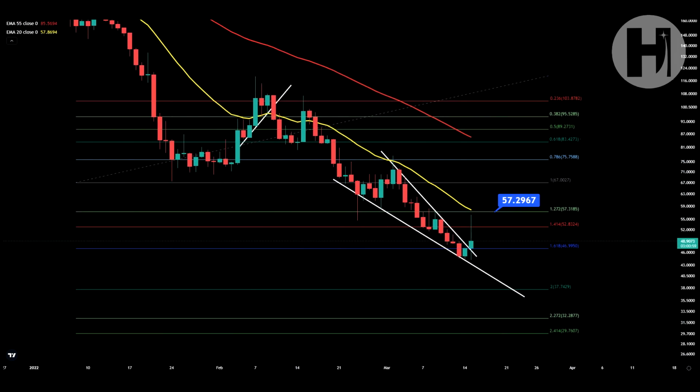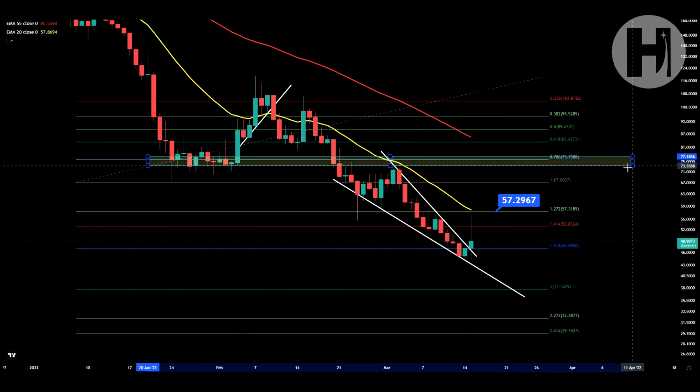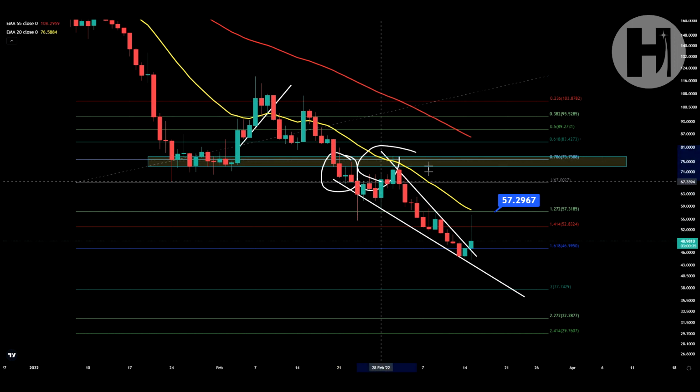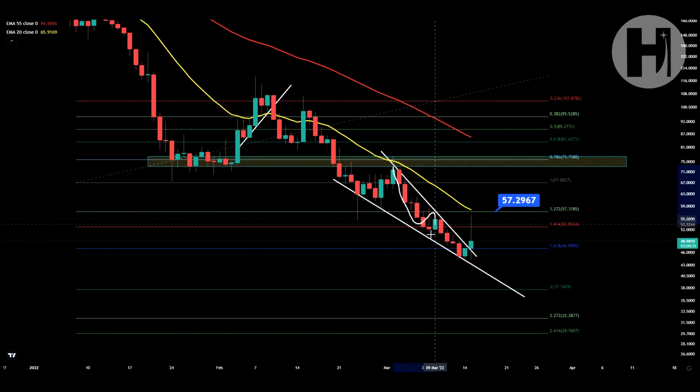But I do want to bring your attention to this resistance level over here around the 786 Fibonacci retracement, because as you can see, this was a nice bottom over here, and we got rejected from here. So once we lost this bottom over here, let me get the brush. Once we lost it over here, we had a nice back test of resistance over here. And from there, we got sent back down into this falling wedge.